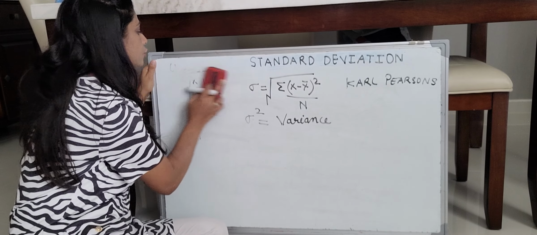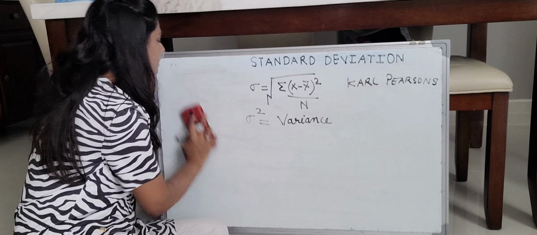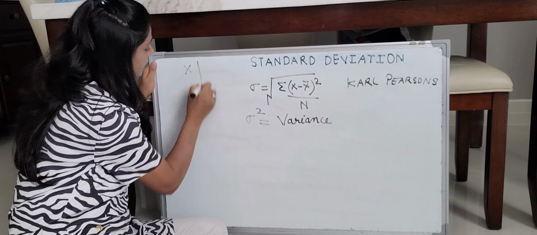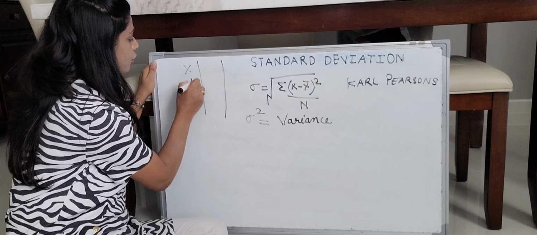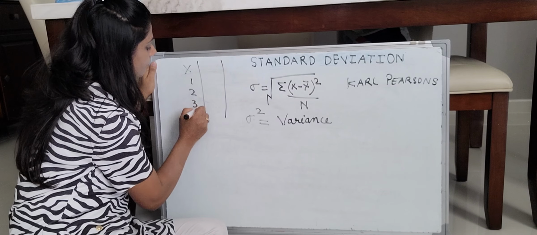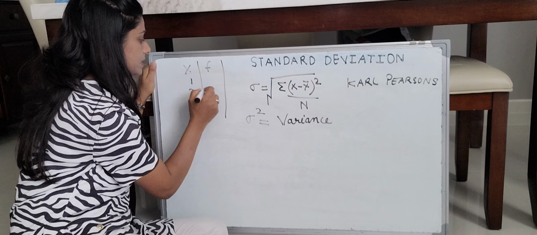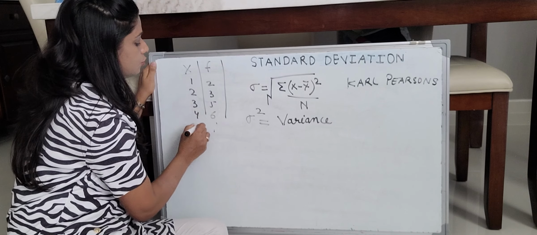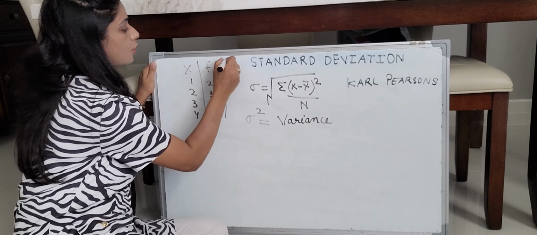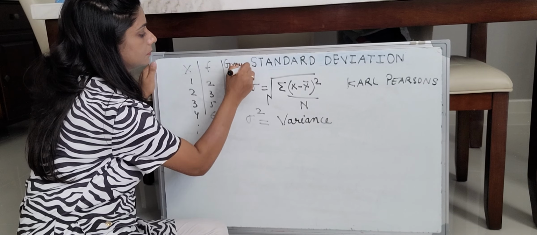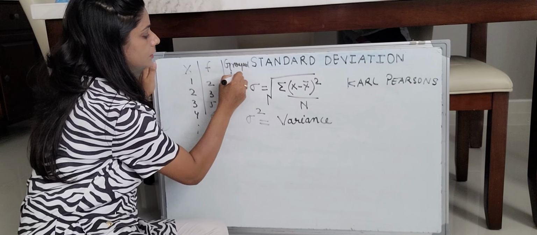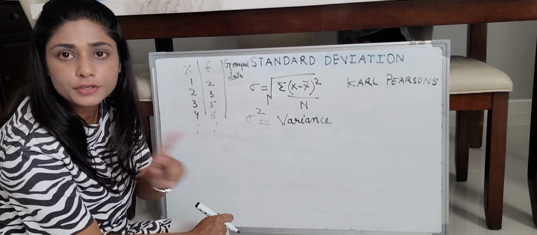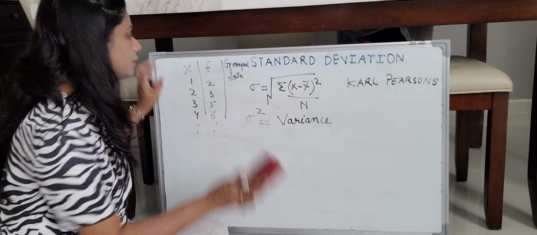On the other side, grouped data is where frequency will be given in the question. This data we can write like this. Here observations will be given, and here frequencies will be given, like 2, 3, 5 or 6, and so on. So this type of data is called grouped data, where frequency is given in the question. If no frequency is given in the question, it means that it is ungrouped data.